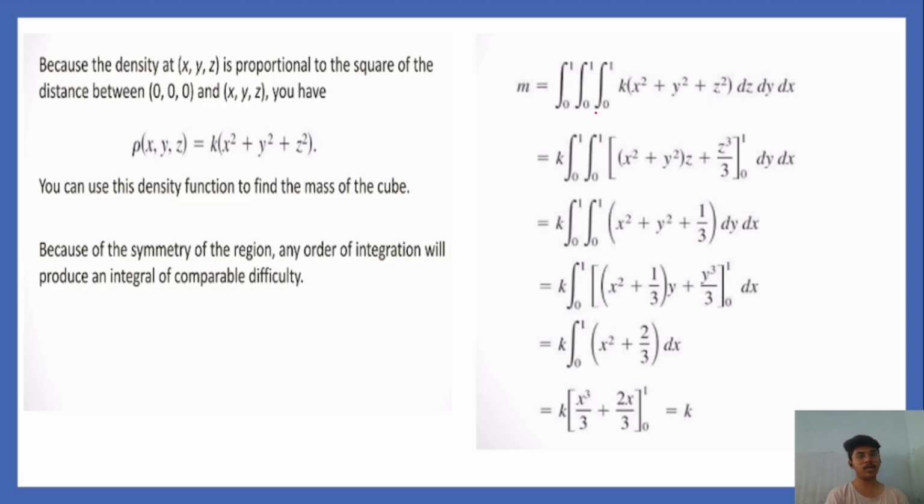First we are going to integrate with respect to z. Once after integrating with respect to z, we will get this answer. After getting this answer, we are going to integrate with respect to y, taking these two limits. Then we'll get this. Once after getting this, we are going to integrate with respect to x. So after integration with respect to x, we'll get the final answer as k.